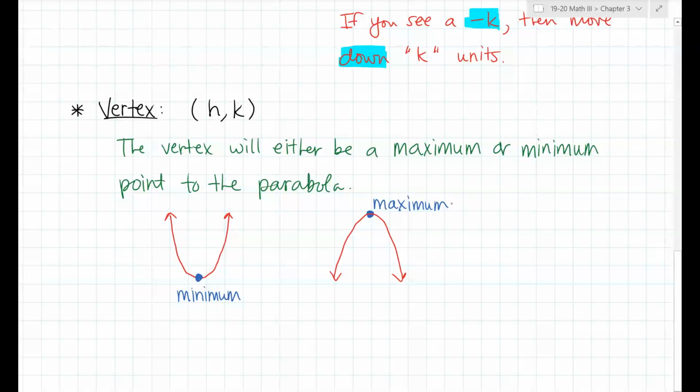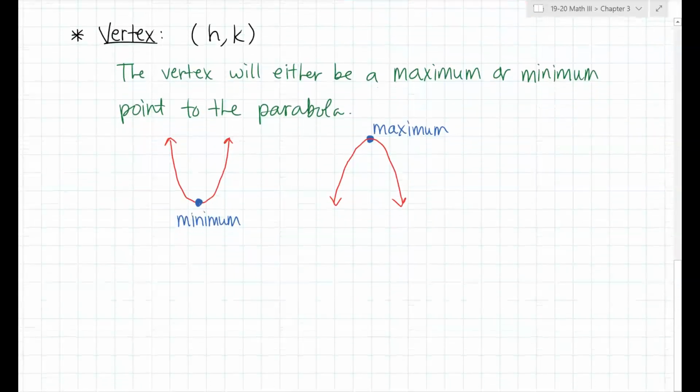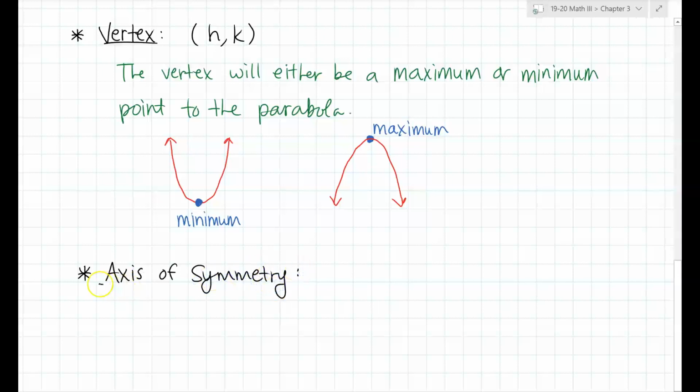All right. Now, if they ever ask you for the axis of symmetry, in other words, where the parabola is symmetric, the formula for that is x equals h, whatever h happens to be.